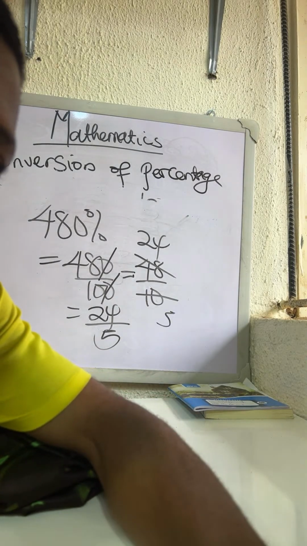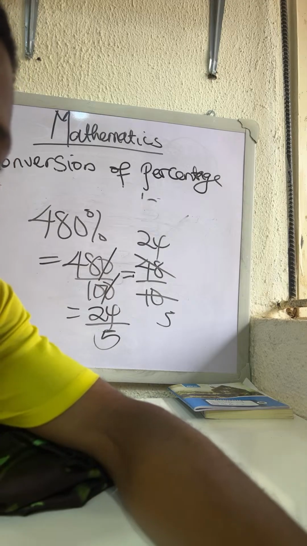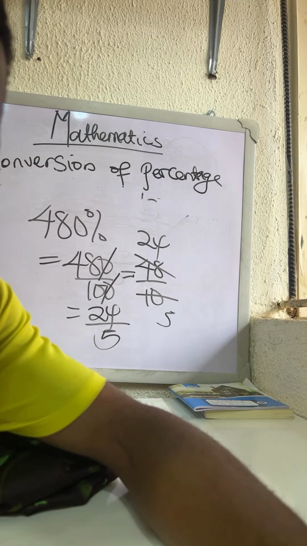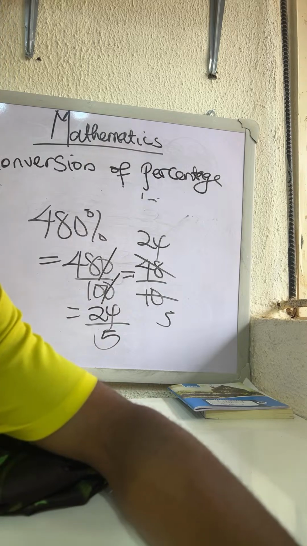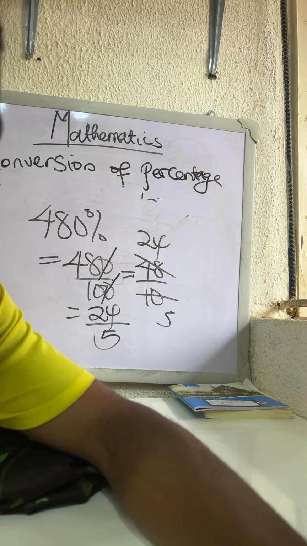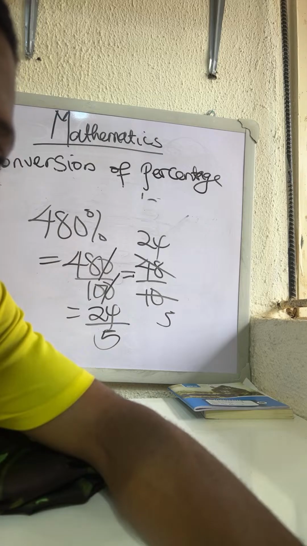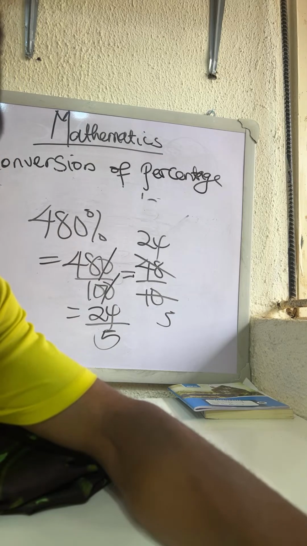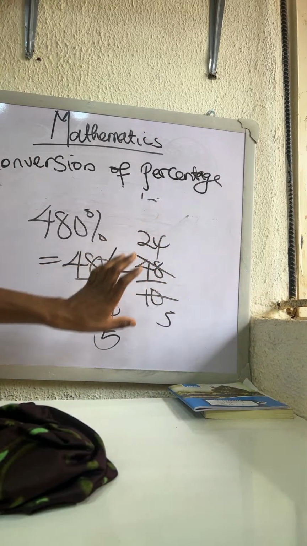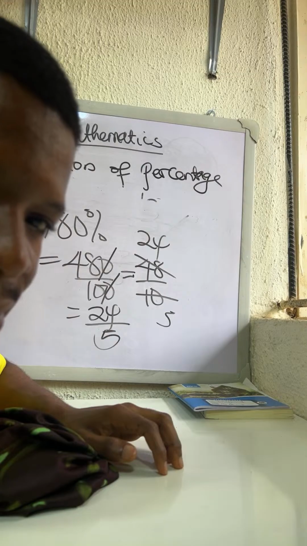Before you rub it out, you know the answer you wrote, 24 over 5? Is it an improper fraction? Yes, it is an improper fraction. Since it's an improper fraction, you can decide to convert to mixed. But I don't want to confuse you, so let's just keep it like this. Okay?